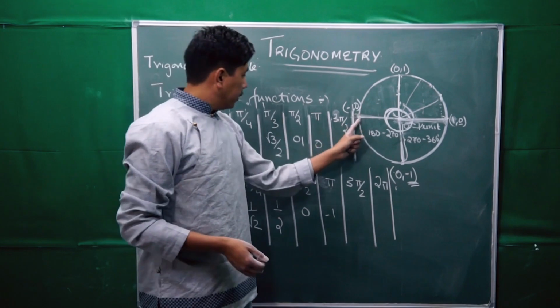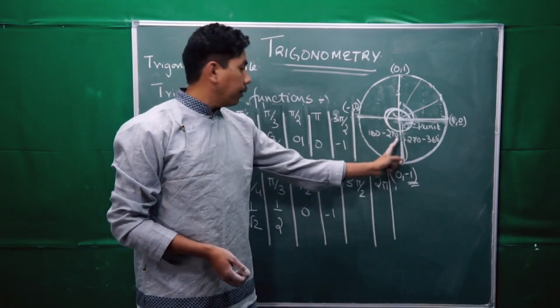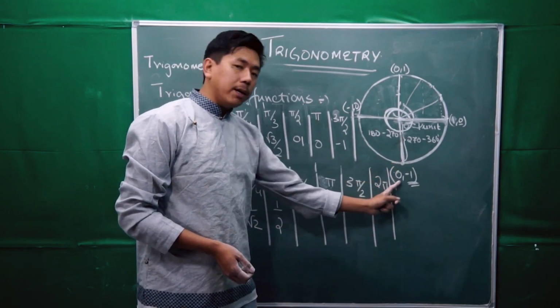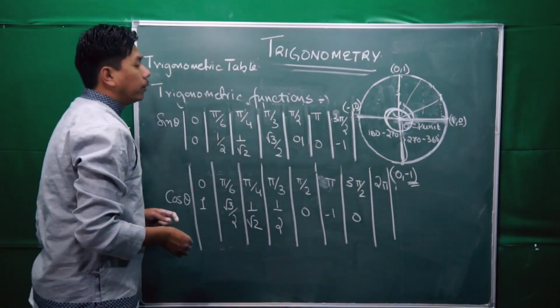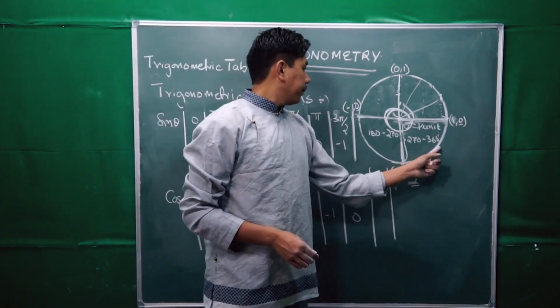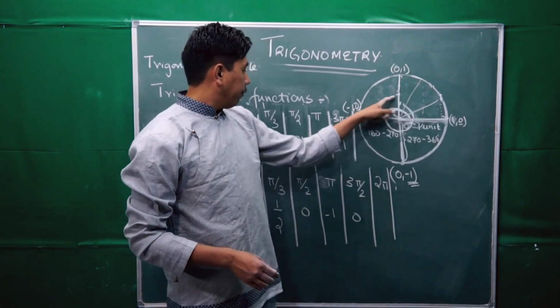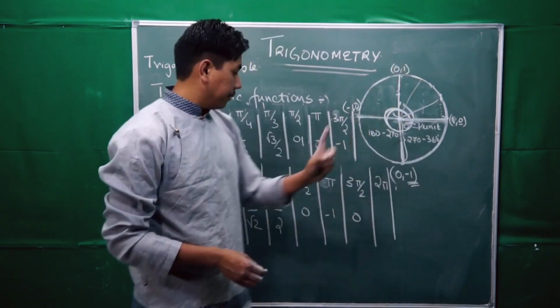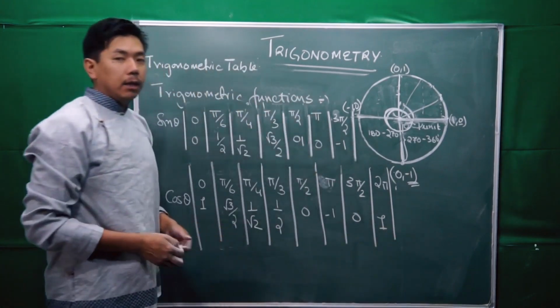Now as we move to 270 degree, this line is for 270 degree. What is the value of x coordinate over here? 0. So cos 270 degree is 0. As we move further, we came over here. What is the value? 1 for the angle 2 pi. So cos 2 pi is 1. Clear?